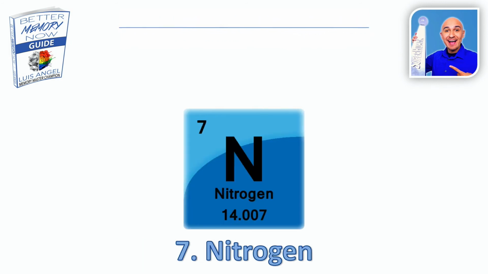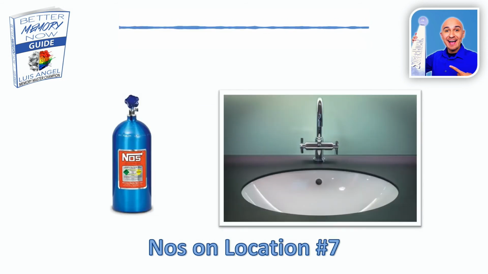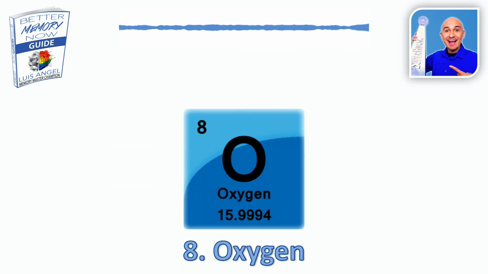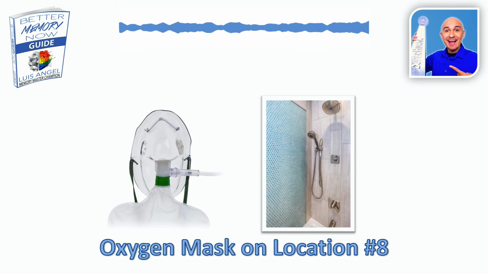Nitrogen, number 7. I like to picture a Nos tank. Nos, like nitric oxide, that makes cars go a lot faster. So see a Nos tank for number 7 and see that interacting with your 7th location. Nitrogen, Nos tank. Number 8 is oxygen. I like to picture an oxygen mask and a tank as well. Oxygen mask is the main one here, just so that I won't get it confused with the 7th one, nitrogen. So an oxygen mask for oxygen, and see that on your 8th location.